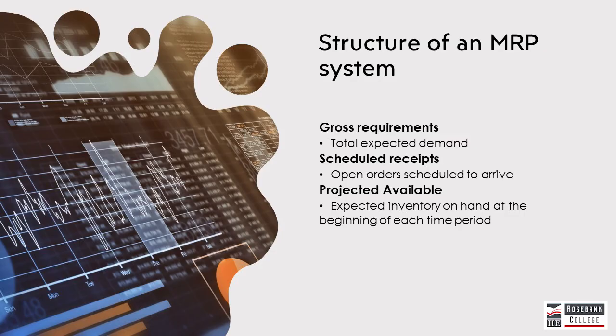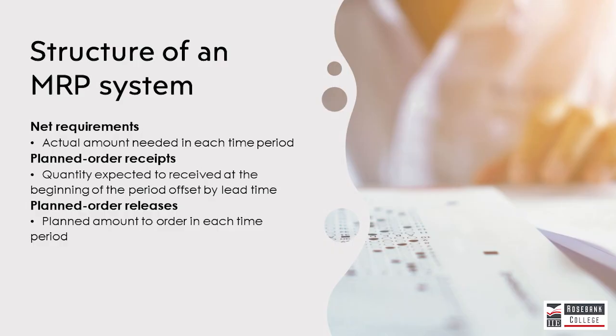The 6 system aspects and/or terminology that make up the structure of an MRP system are as follows. Gross requirements, which is the total expected demand. Scheduled receipts, which are open orders scheduled to arrive. Projected available, which is the expected inventory on hand at the beginning of each time period. Net requirements, which is the actual amount needed in each time period. Planned order receipts. This is the quantity expected to be received at the beginning of the period offset by lead time. And finally, planned order releases, which is the planned amount to order in each time period.